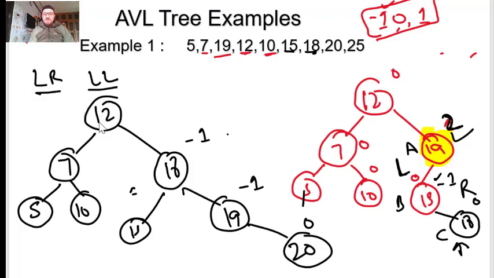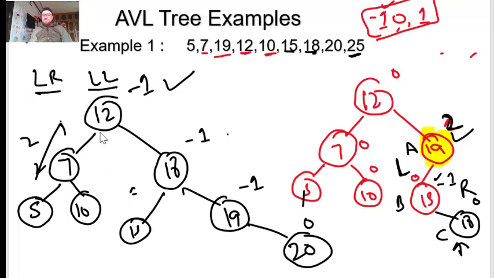For 12 I have here 1 and 2, so the height is 2 on this side, and on this side is 1, 2, 3, so 2 minus 3 is negative 1, no problem. So this is already balanced. Now comes the last, that is 25.